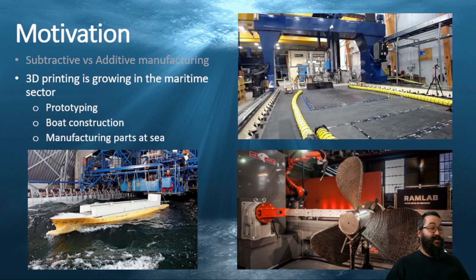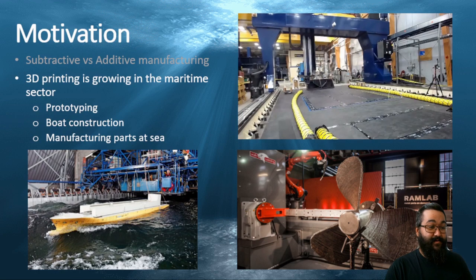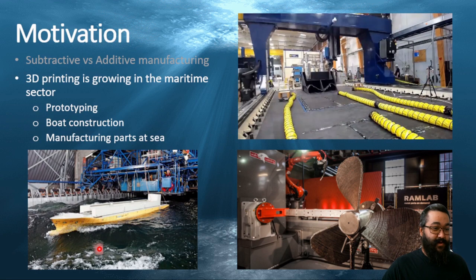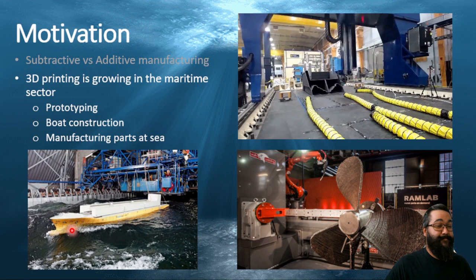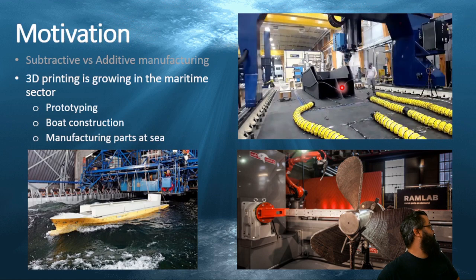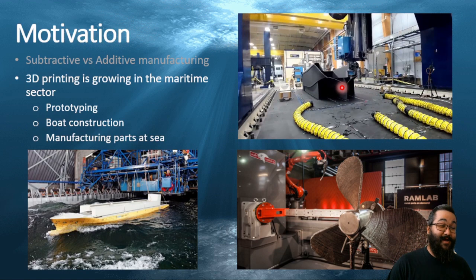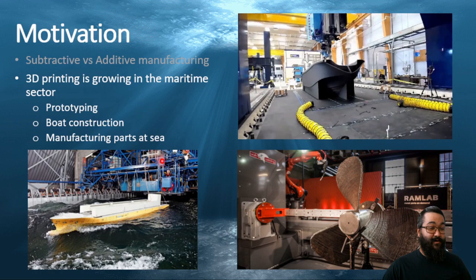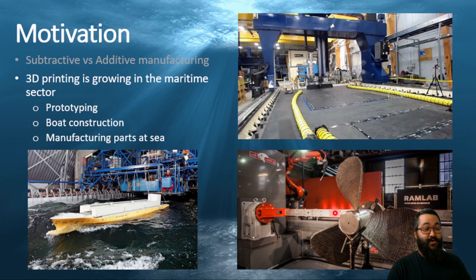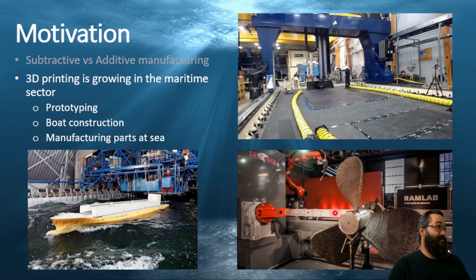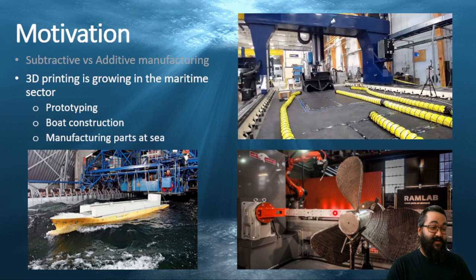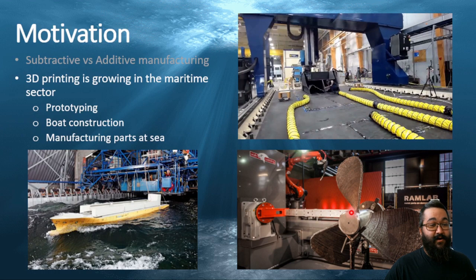So 3D printing is growing in the maritime sector. It's used primarily for prototyping, which we can see here in the bottom left; boat construction, which you can see in the top right, where there's a 3D printed boat being produced right now; and manufacturing of parts at sea. 3D printers, so FDM in general, can be used on a vessel to 3D print parts that need to be recreated at sea. That's a really convenient way that we can actually use this technology.